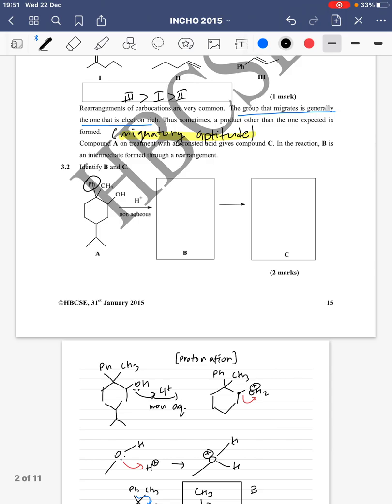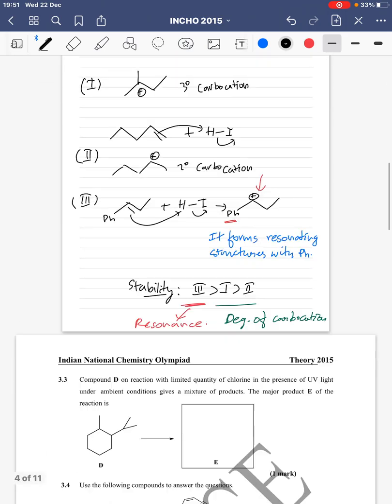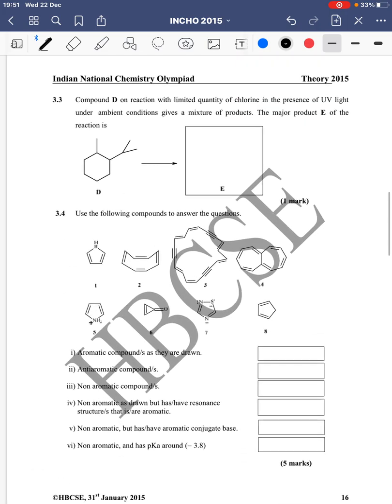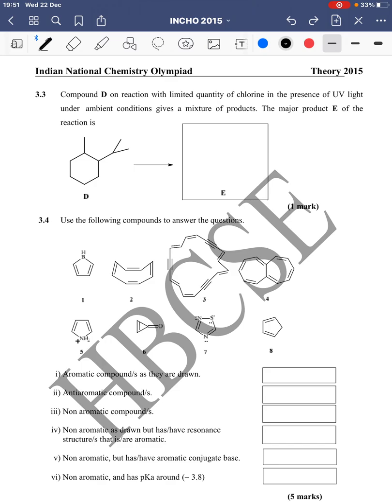So we solved the first two problems and we got the answers. So let's move to the next problem, that is the 3.3. Compound D on reaction with limited quantity of chlorine. Well, there isn't excess quantity of chlorine. Limited quantity of chlorine in the presence of UV light under ambient conditions gives a mixture of products.